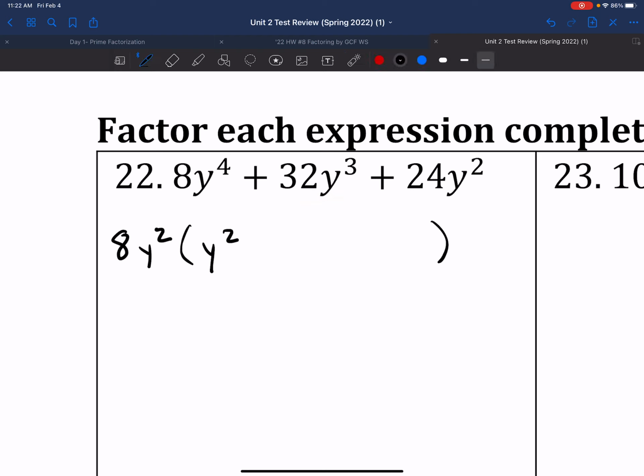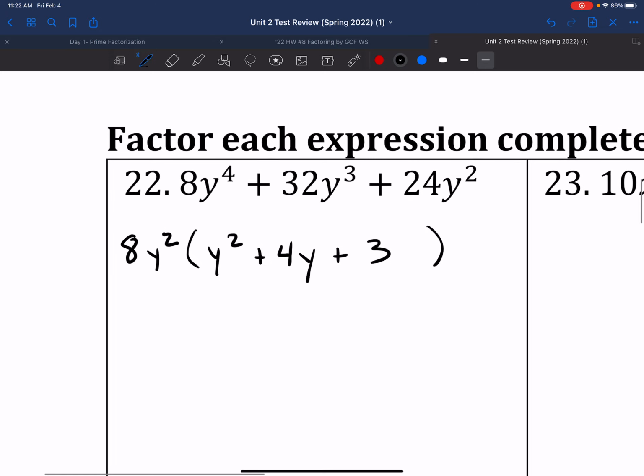Well, that's just going to be plus 4y. And then next, I'm left with, okay, 8y squared times what will give me 24y squared? And that's just going to be positive 3.